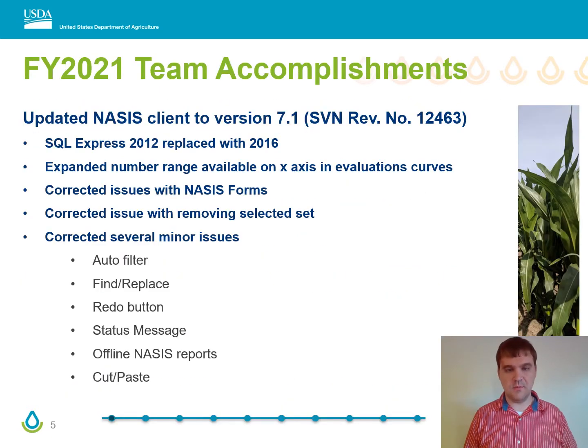So let's look at some of the team accomplishments. We were able to update the NASIS client to version 7.1. This replaced the SQL Express 2012 with the 2016 version. It also expanded the number range available in the evaluation curves. It corrected issues in the NASIS forms, corrected issues with removing selected set, and it also corrected several minor issues with autofilter, find replace function, redo buttons, status messages, and offline NASIS reports, as well as cut and paste.